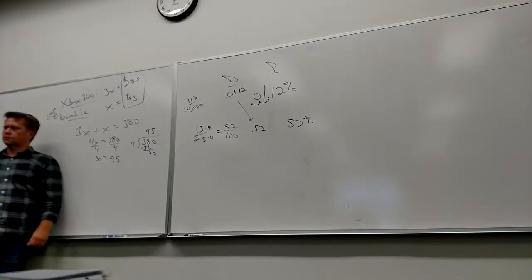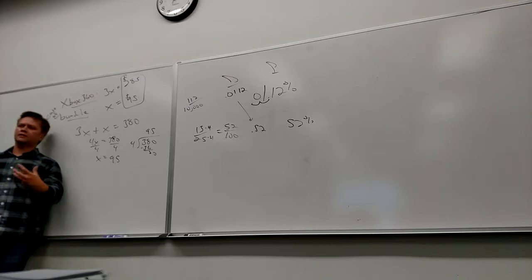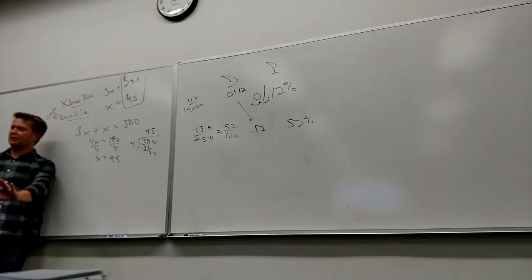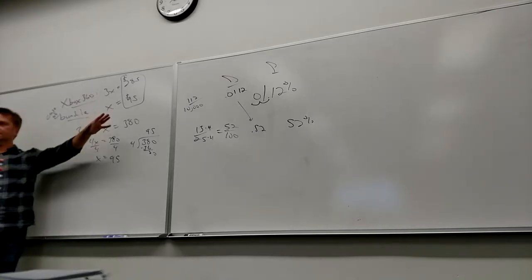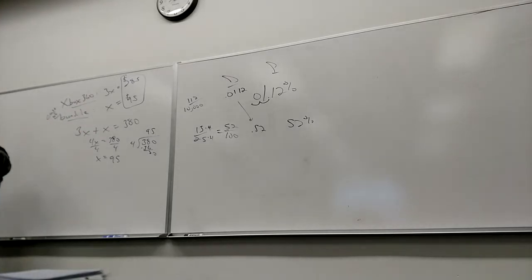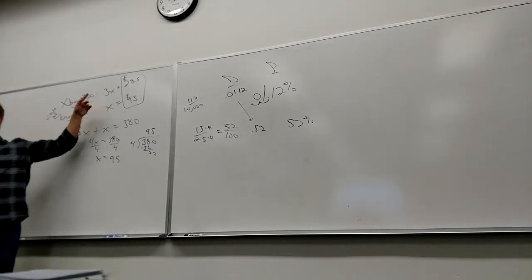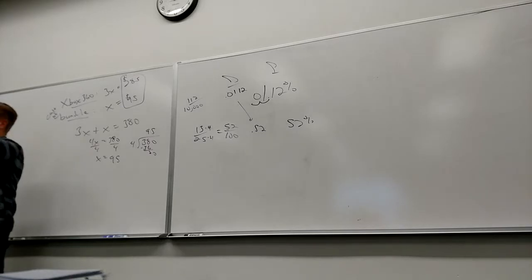So it's not as bad as it first sounds if you let it be not that bad. Something's going to be X. The other thing is going to be built off of that. If it was 3 times as much, 3X. If it was $20 more, it would be X plus 20.